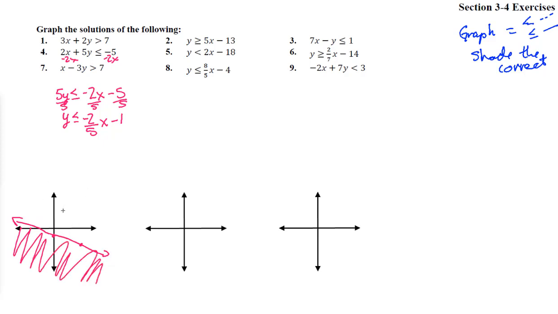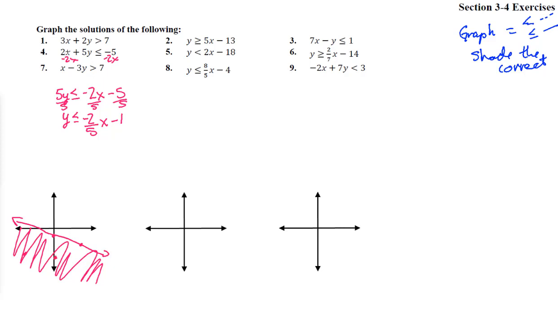Now again, you could actually test a point somewhere like 0, 0. We have not colored it, so it should not work as a solution. You can see this 0 plus 0 less than or equal to negative 5 is not true. But if you picked any point over here, like, I don't know, anywhere, 0, negative 4.